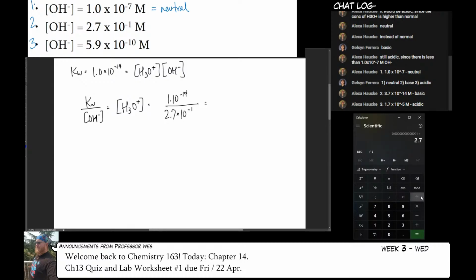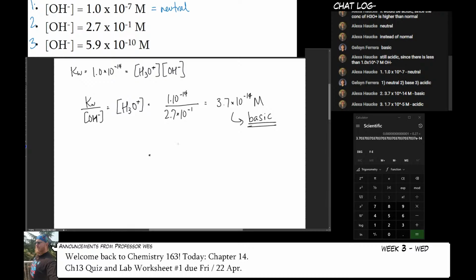1 times 10 to the minus 14 divided by 2.7 times 10 to the minus 1. And I get 3.7 times 10 to the minus 14 molar. And this is super basic.